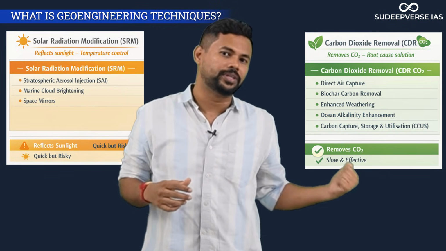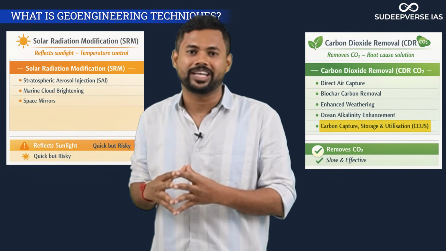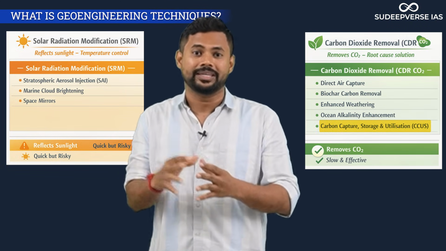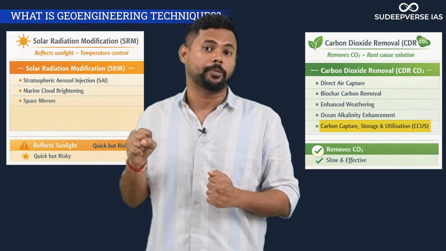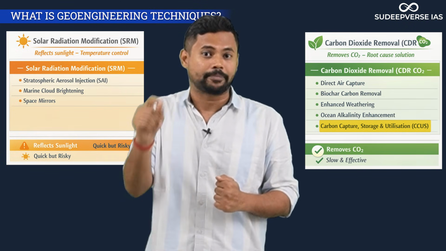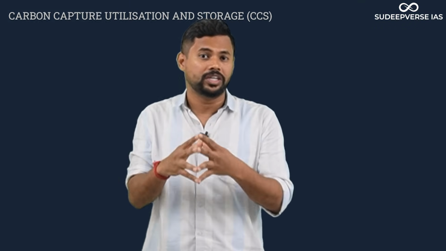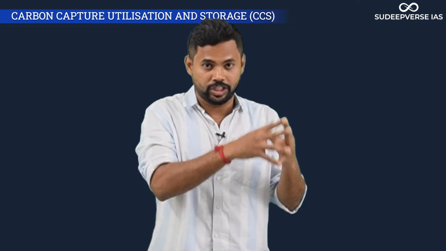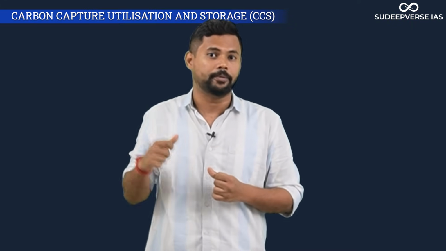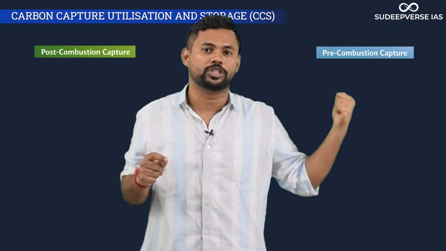Now let us go to the fifth type of carbon dioxide removal method, and that is carbon capture, utilization and storage. Remember one thing, carbon capture in this technique does not involve directly capturing carbon dioxide from air. It involves capturing carbon dioxide either from flue gas or syngas. Now understand carefully that there are two important subtypes under carbon capture, utilization and storage. The first subtype is post-combustion process and the second subtype is pre-combustion process.